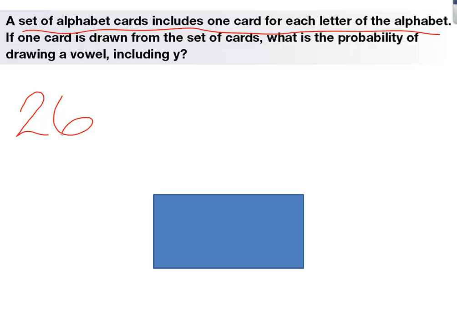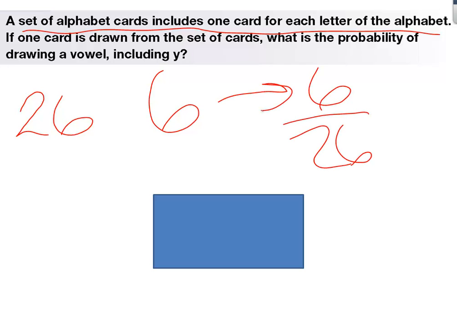Then, if one card is drawn from the set of cards, what's the probability of drawing a vowel including Y? So we've got our A, E, I, O, U, and Y. So we've got 6 favorable outcomes that we could have. So we're just going to take that 6 and put it over the 26. Favorable outcomes versus total. So then we're just going to reduce 6 over 26. You can factor it out. What goes into 6? Factor that out.